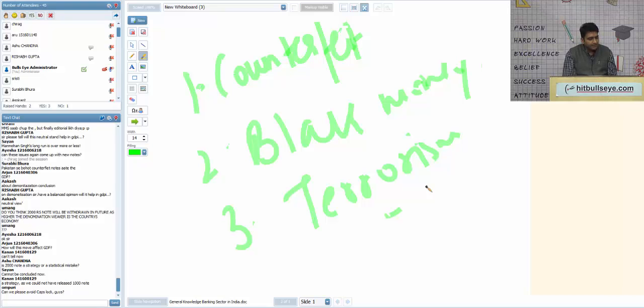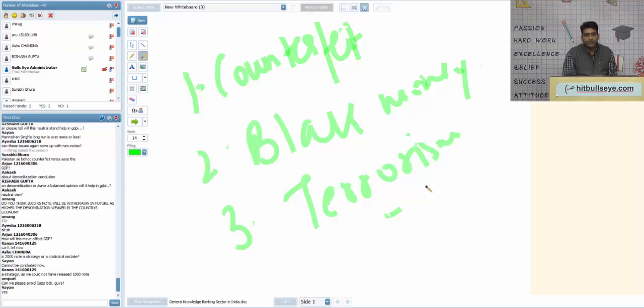Ashu, this cannot be called a statistical mistake. Let us be sure. So it is a strategy, we can say, a statistical move, we can say. As of now, I cannot see it as a mistake, because the more the value of the currency in the demography or in the social setup we are living in, the larger currency will not be wasted in a movement.